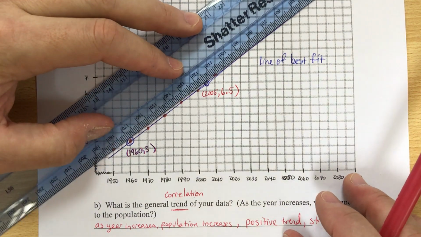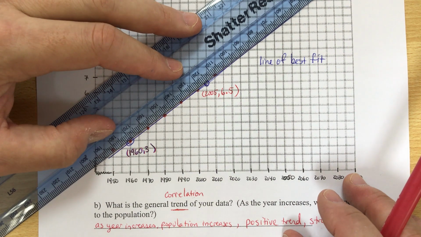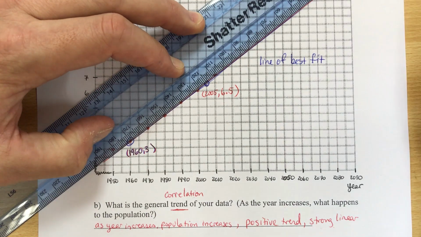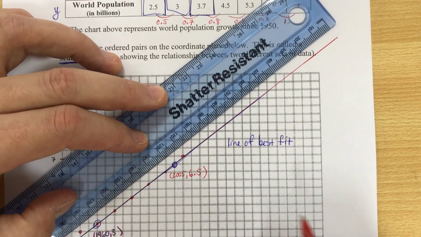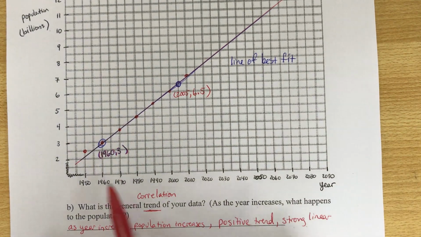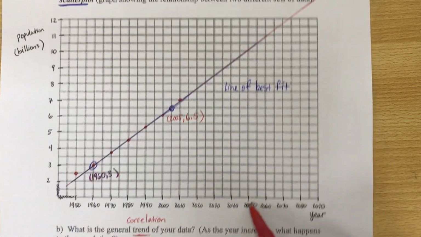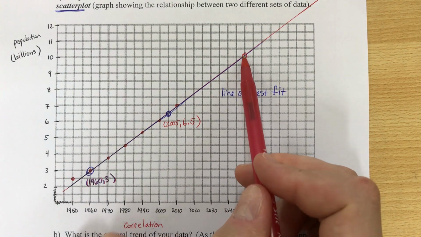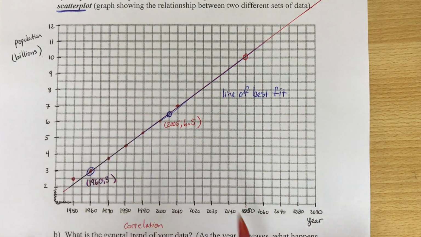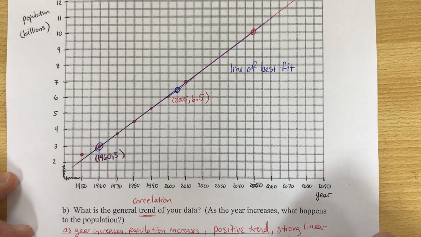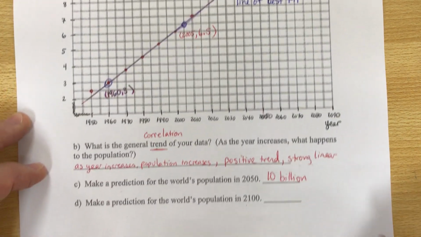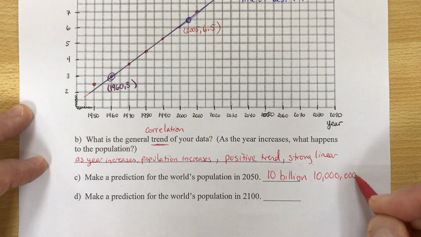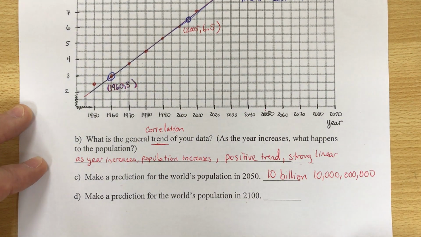Now, if I continue this, I'll keep connecting here, and I'm actually going to even run off the page. If we want to make a prediction in the year 2050, I'd go up. Here's my y value, and that is approximately 10 billion. So if this trend continued, 10 billion people would probably be a good estimate. 10 billion is the number 10 with 9 zeros. That is a lot of people right there.